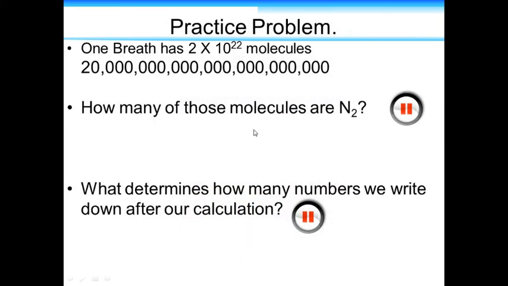So think for a minute, see if you can calculate how many of those molecules are nitrogen gas. Let's assume you're breathing really clean air. Based on what we learned previously in Chapter 1, how many of those molecules are nitrogen gas? Once you've determined that, think for a moment about what determines how many numbers we write down after doing a calculation. Do we write down every single number our calculator spits out? Ponder these two questions for a moment.